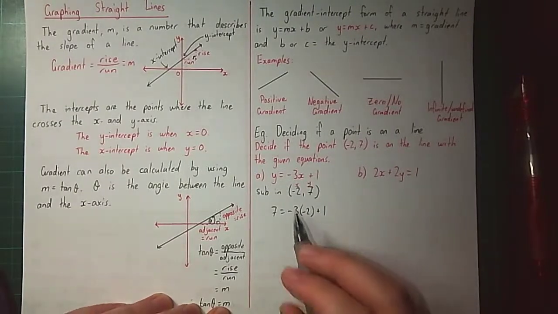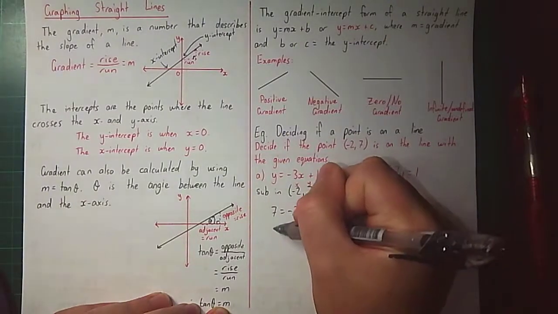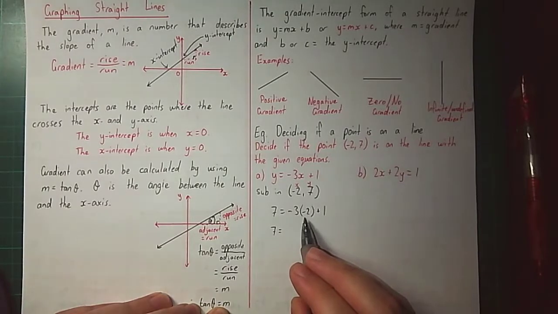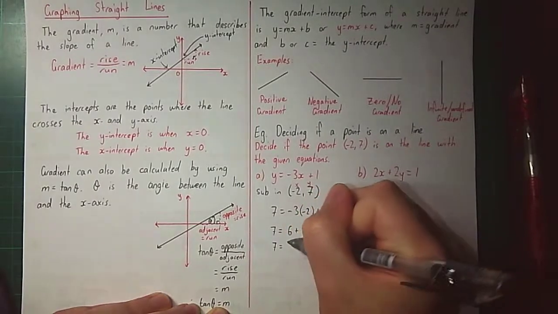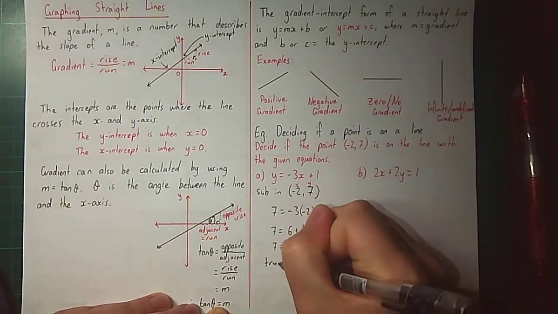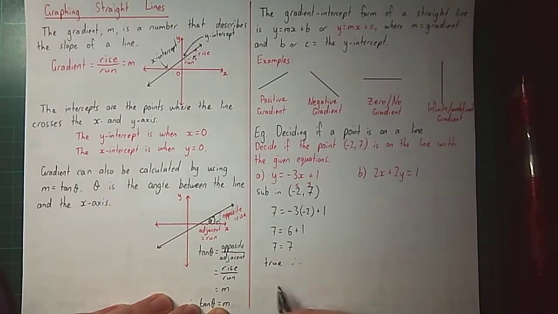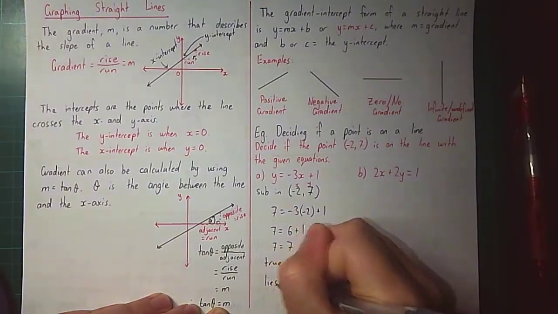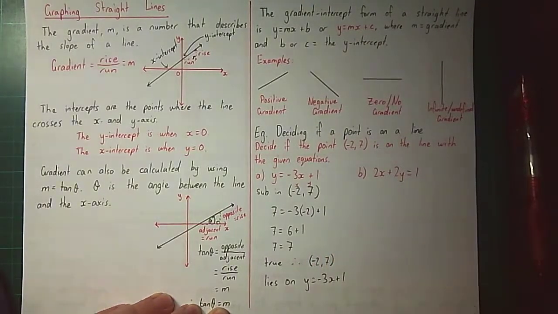Okay, now you can either type this into a calculator or work it out in your head. We find that, well, this is of course 7, and this, negative 3 times negative 2, that's positive 6 plus 1. So that means 7 equals 7, and we know this is true. And we can say therefore, using 3 dots, that means therefore, negative 2, 7 lies on y equals negative 3x plus 1, just to be completely clear what we've calculated there, what we've shown.